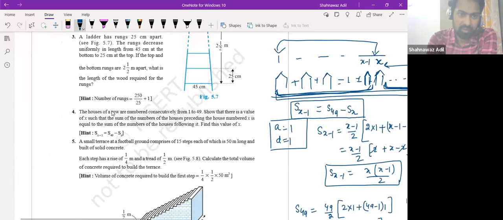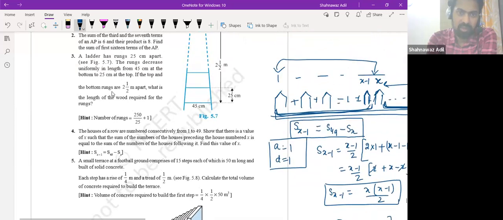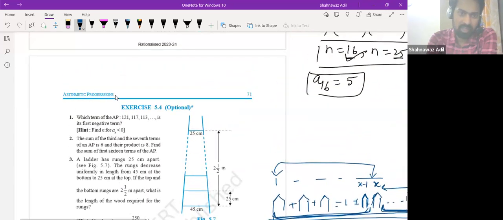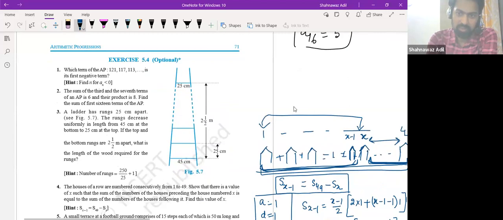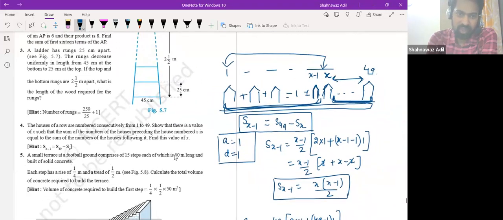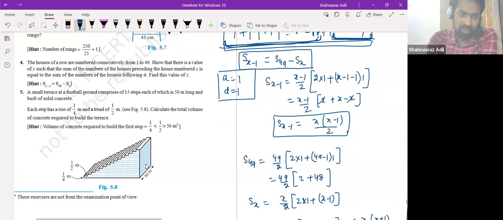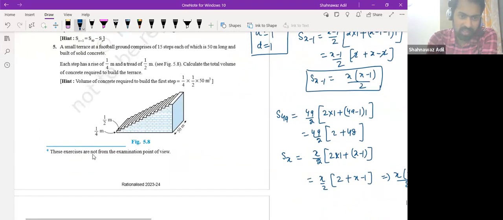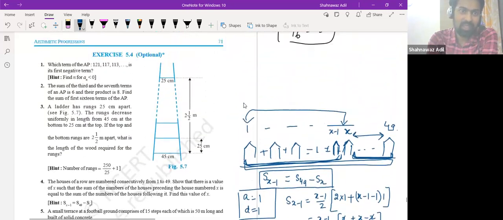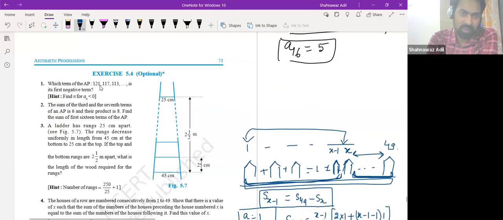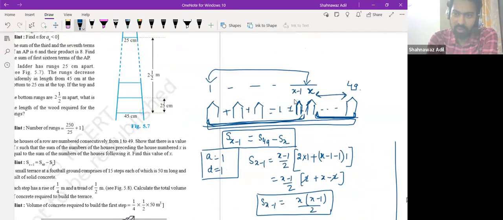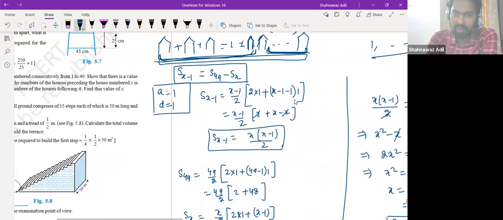Yeah, which term of the AP is the negative number? Yeah, so this one, right? So then you guys try this one. These exercises are not from the examination point of view. But this question, yes, this question was important. So you guys please note it down.